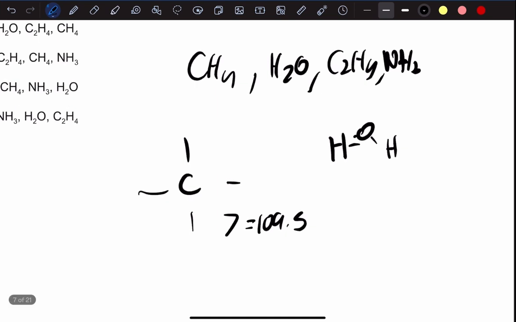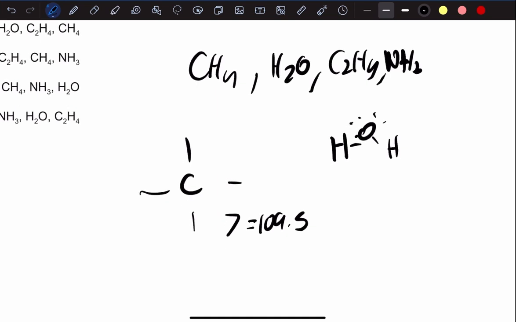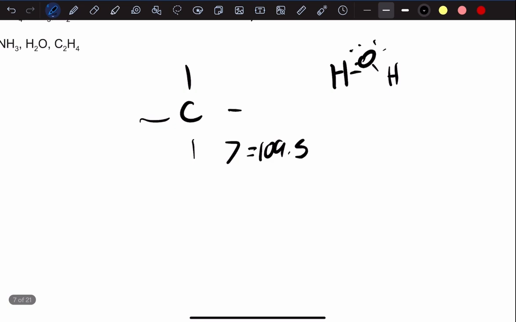H2O, we should know that H2O has this bent structure because of its lone pairs, and that leads us to this 104.5. It's bent, but it's also bent with this tetrahedral electron geometry. So it has tetrahedral electron geometry, meaning that it has 4 electron domains around it, but 2 of those domains are lone pairs, meaning that there is going to be repulsion causing this bond angle of 104.5.